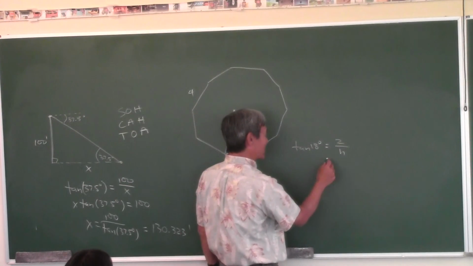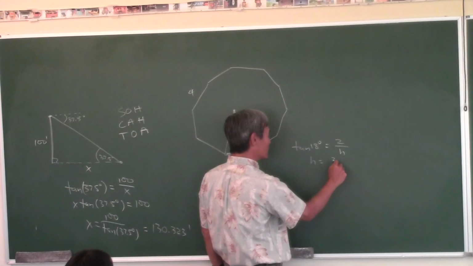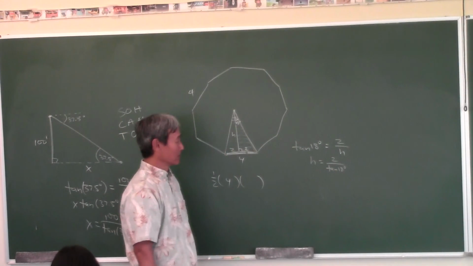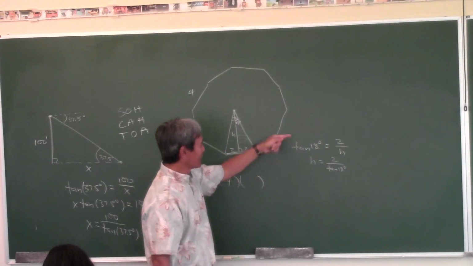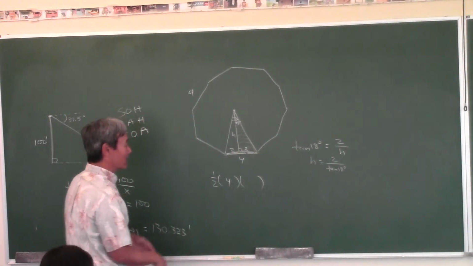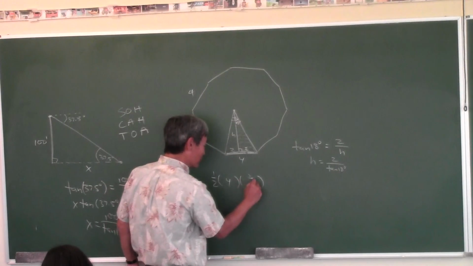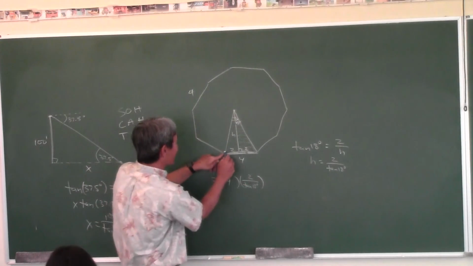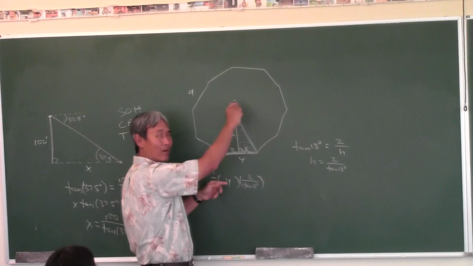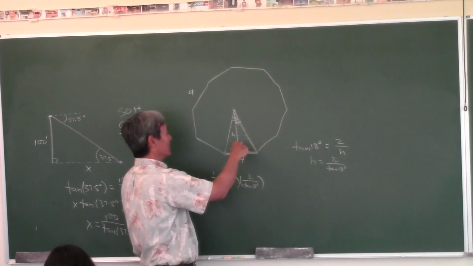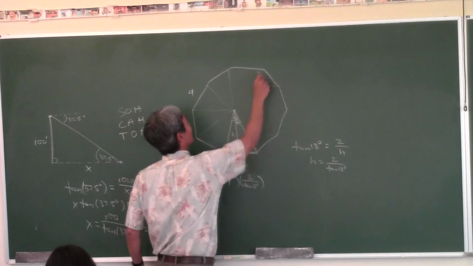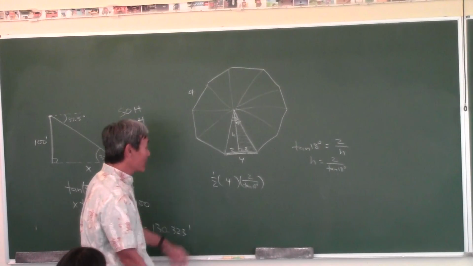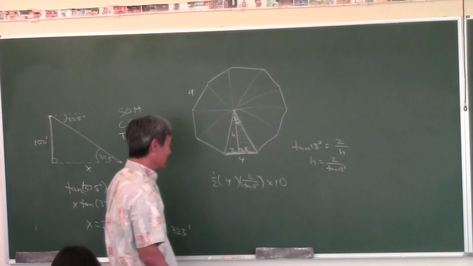Okay, can you guys do this? h is equal to 2 over tangent of 18 degrees. Can you guys do that? Or do you have to multiply by the h first and then divide by the tangent, whatever, just get that. So that's what the height is. The height is 2 divided by tangent 18 degrees. There you go. This is the area of this triangle right here. But how many of them are there all the way around? Look. How many of them are there? There's 10 of them. So you gotta times it by 10.